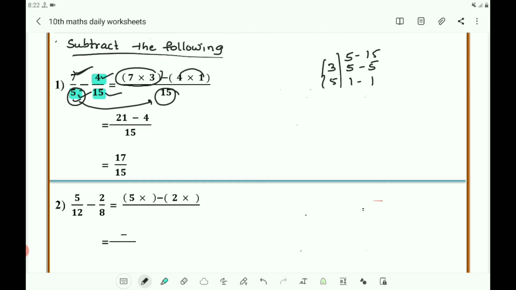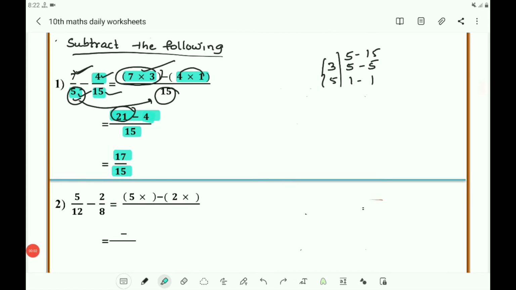Then here you write the product. 7 3s are 21. 4 1s are 4. So it becomes 21 minus 4 divided by 15. Then subtracting 4 from 21, you will get 17 by 15. So addition and subtraction are the same here. After getting the LCM, the same method is to be followed, but we have to do the subtraction in the numerator.